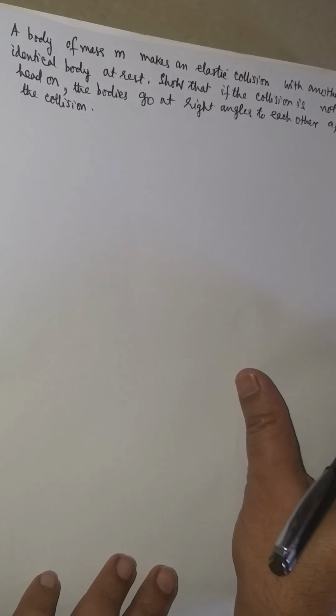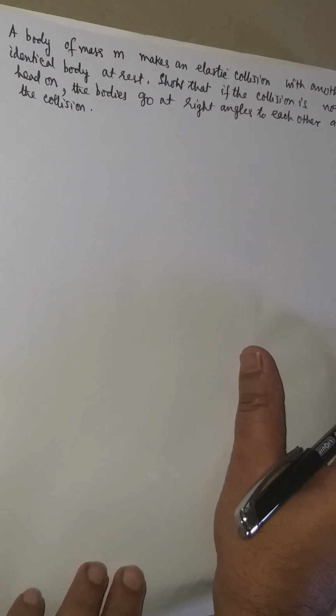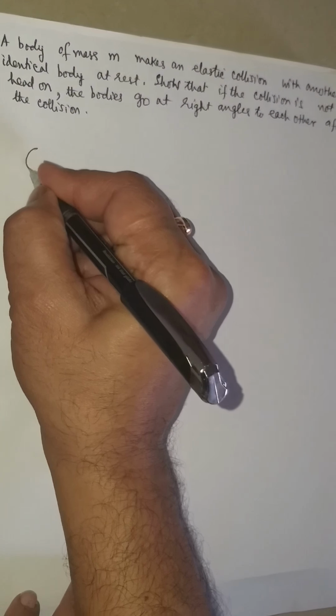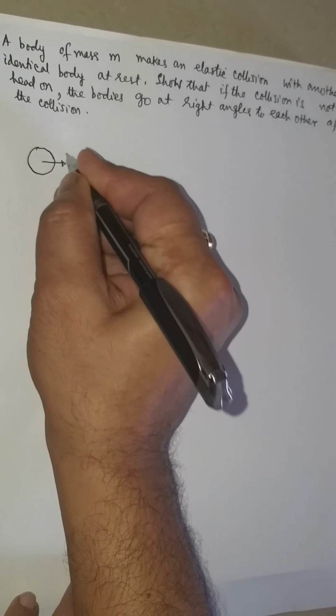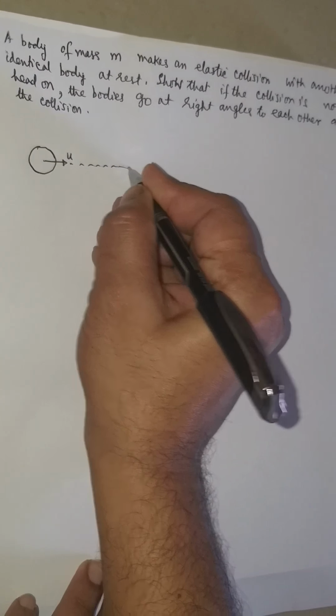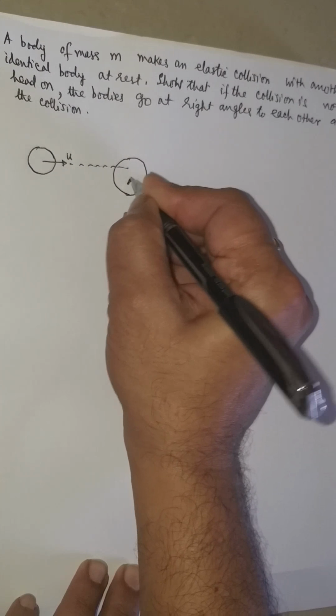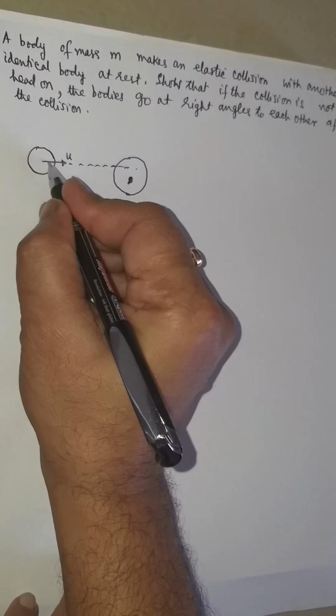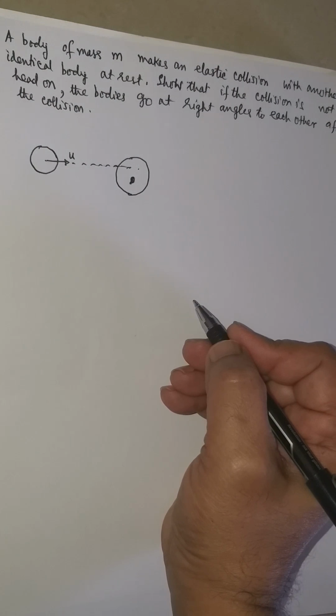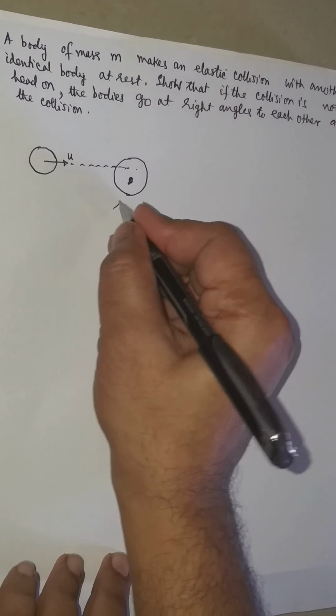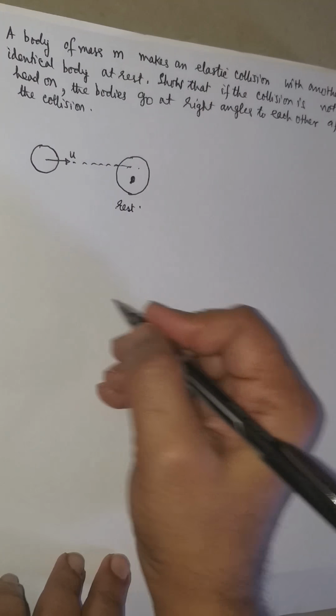The question is that two identical masses are going to collide and they are not colliding head on. That means if this mass is moving in this direction with some velocity u, the center of the other mass does not lie on the line joining their centers. The line joining the centers is this.